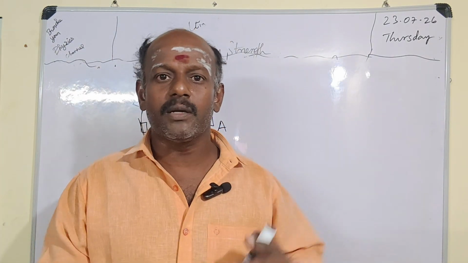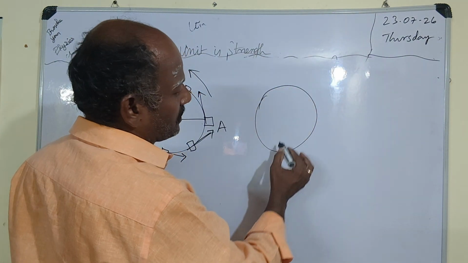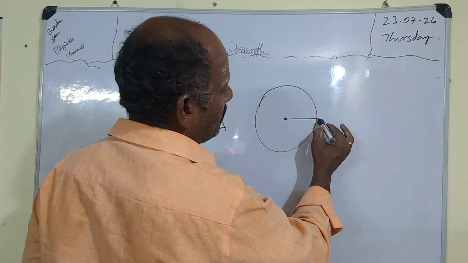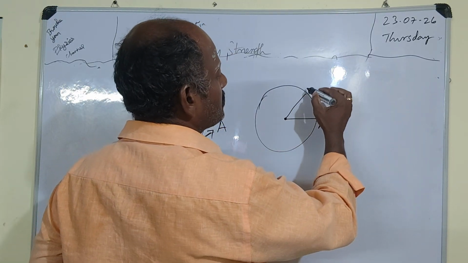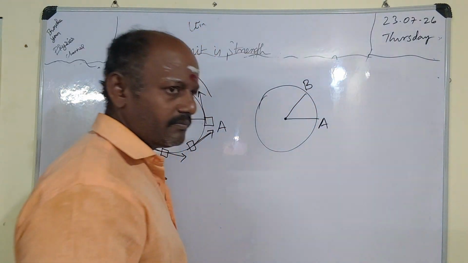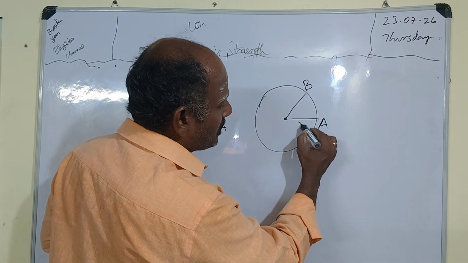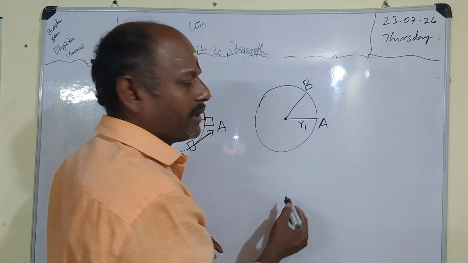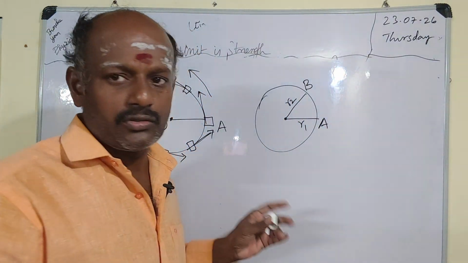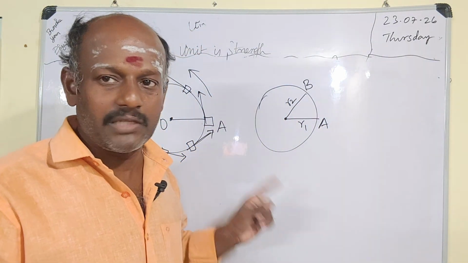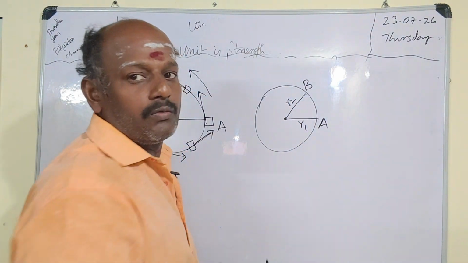Let us see how we are going to look at this. Let us take an object on a circular path. Let this be point A and this be point B. Initially it has a displacement vector R1, and this will be R2. Of course R1 is equal to R2, that is R. Here AB is the displacement.